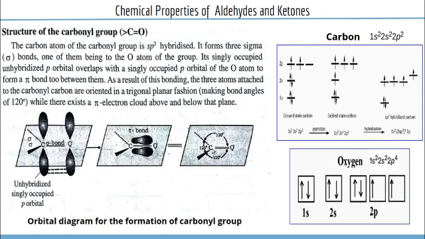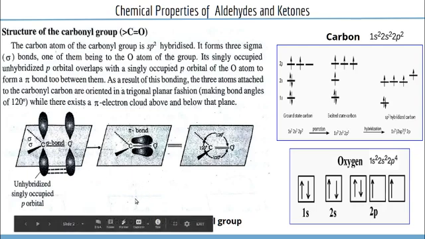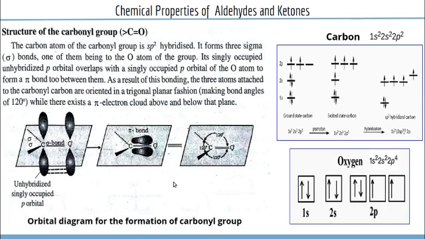So the angle between the atoms will be 120 degrees. Then there will be a pi electron cloud above and below that plane. So this is the structure of the carbonyl group. This is the orbital diagram of the carbonyl group, showing how the bonding occurs in the carbonyl group.